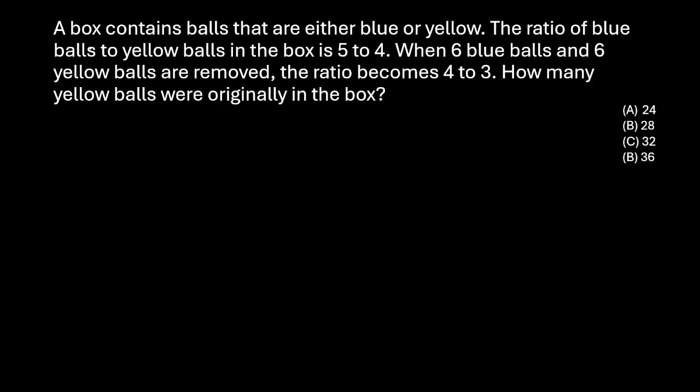Let's see. A box contains balls that are either blue or yellow. We have blue and yellow. The ratio of blue balls to the yellow balls in the box is 5 to 4. So let's label them 5x and 4x.